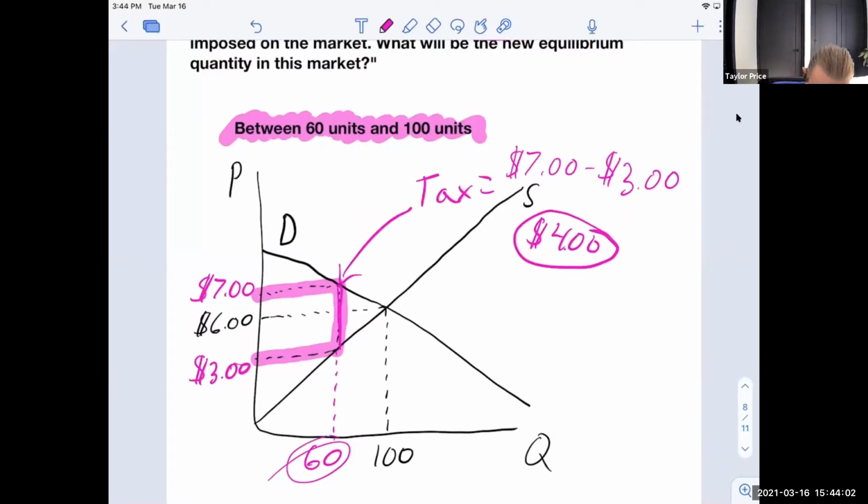So basically, any point between these two will be the quantity, but we don't know specifically where because the question didn't give us that information. So that's how we would compute that for this question.